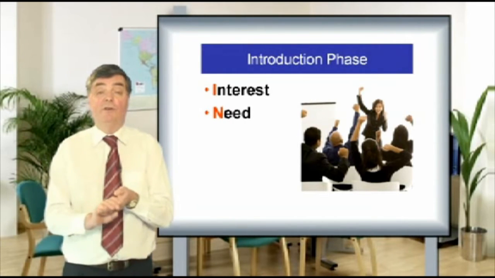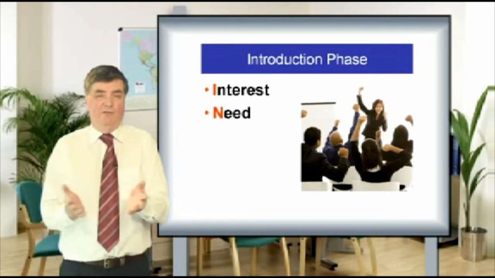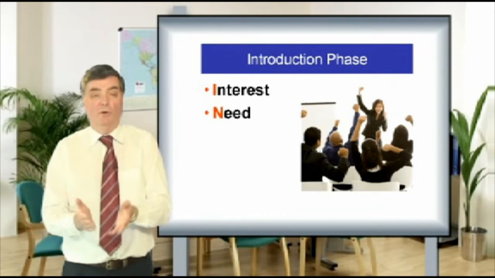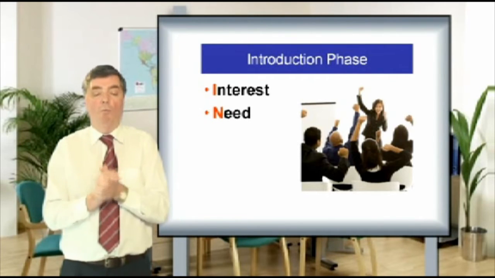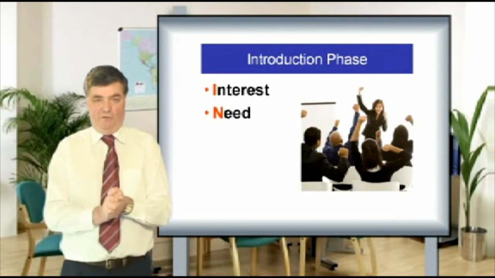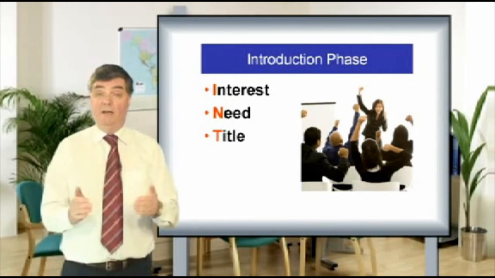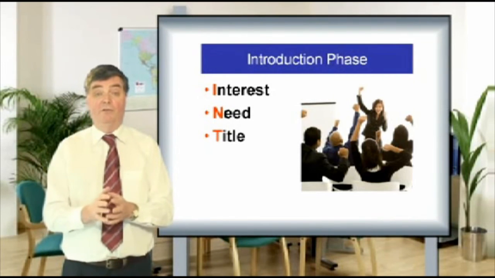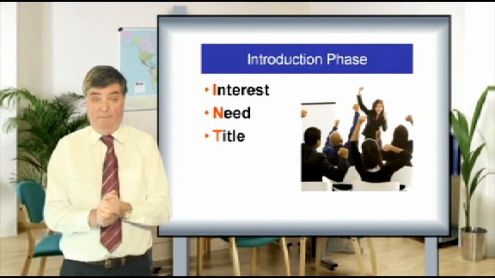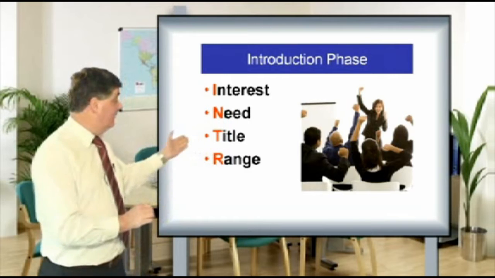Be careful you don't sell the benefits to the company, because does that really turn them on or not? Probably not. It's their personal benefits. What will they achieve from doing this training? The T is the title. Very clear what you're actually going to be training them in, so they know what they're going to be taught today. The R is a bit more difficult.